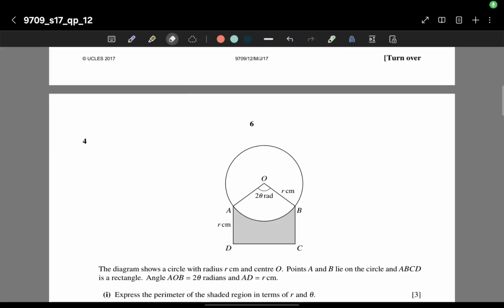And number 4 from our paper 1 from May June 2017 is saying the diagram shows a circle with radius r centimeters and the center O. Points A and B lie on the circle, and ABCD is a rectangle. Angle AOB is 2 theta radians, and AD is equal to r centimeters. Express the perimeter of the shaded region in terms of r and theta.